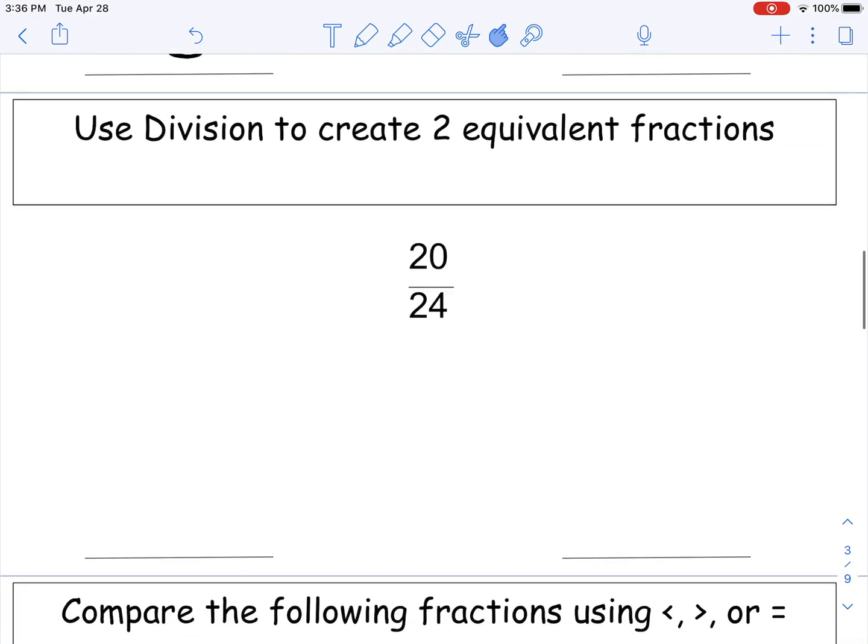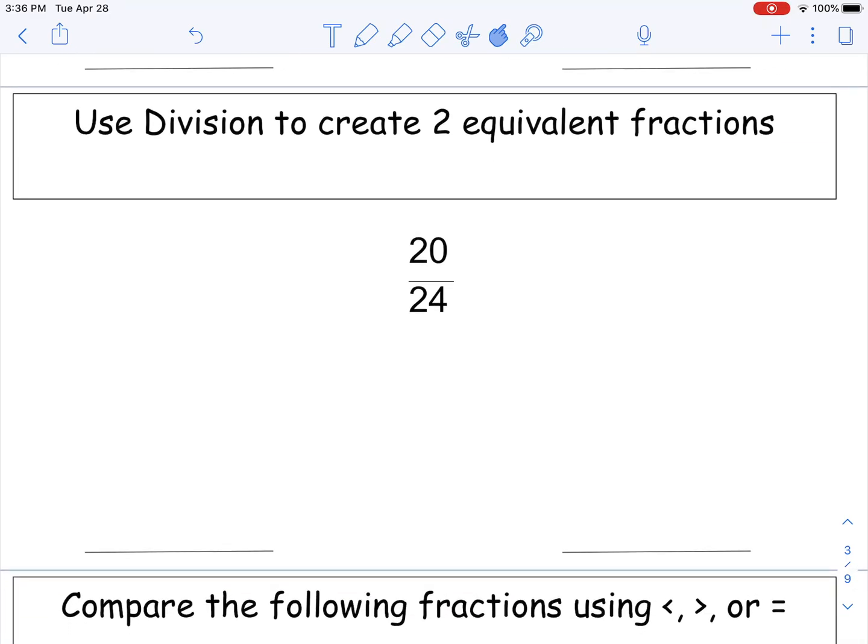Now these are the tricky ones because you can't just pick any number you want, because 20 is not divisible by every number. For example, if I say 3, 20 divided by 3 does not give me a whole number, because if I skip count by 3, 3, 6, 9, 12, 15, 18, doesn't go to 20, it goes to 21. So this one you have to think a little carefully on.